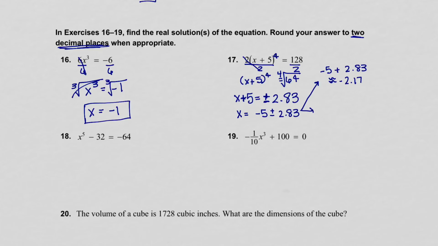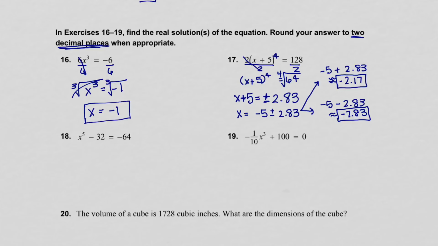And then I'm also going to say negative 5 minus 2.83, which again is an approximation, negative 7.83. So this was an example of when we had 2 answers because it was an even exponent.